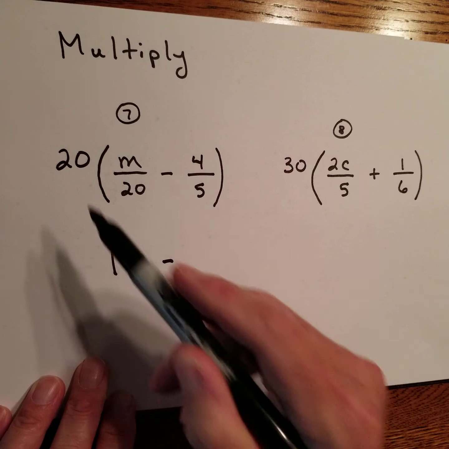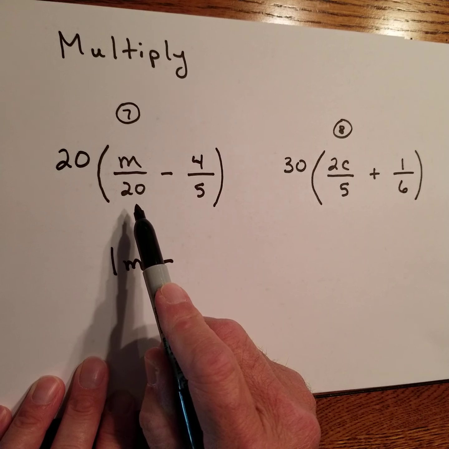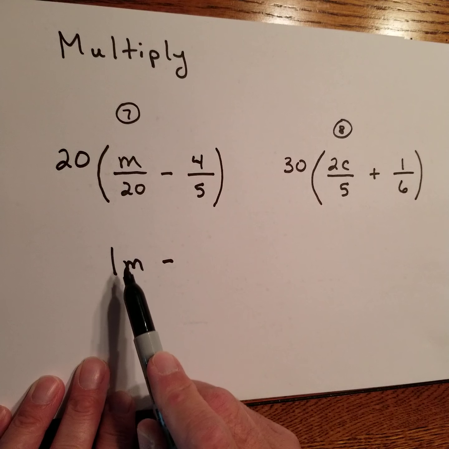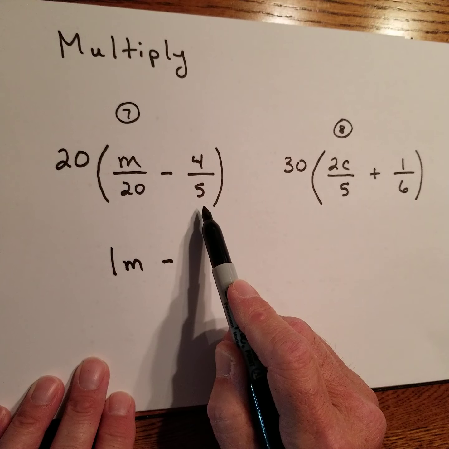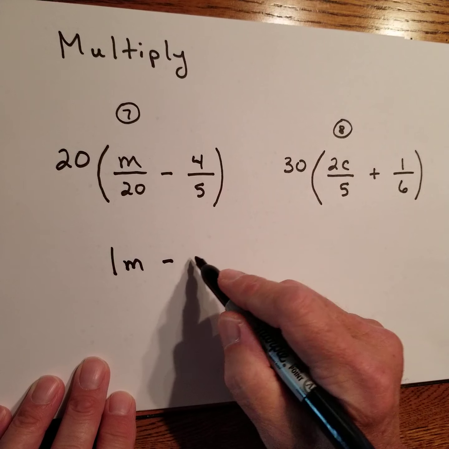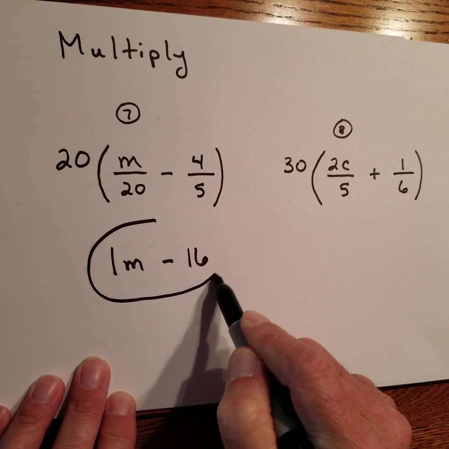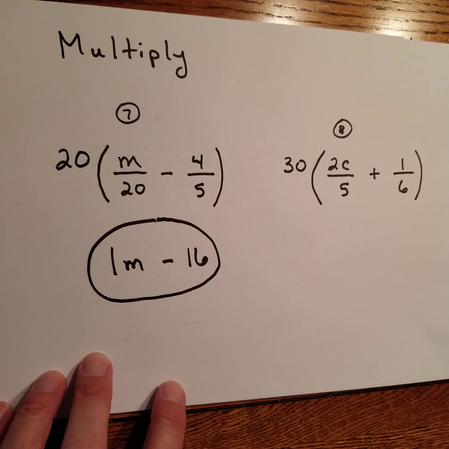Let's do that again. We multiply here, then here. How many times does 20 go into 20? Once. 1 times m goes there. Now, how many times does 5 go into 20? 4. And 4 times 4, 16. Do these in your head and make sure you end up with no fractions in your answers.